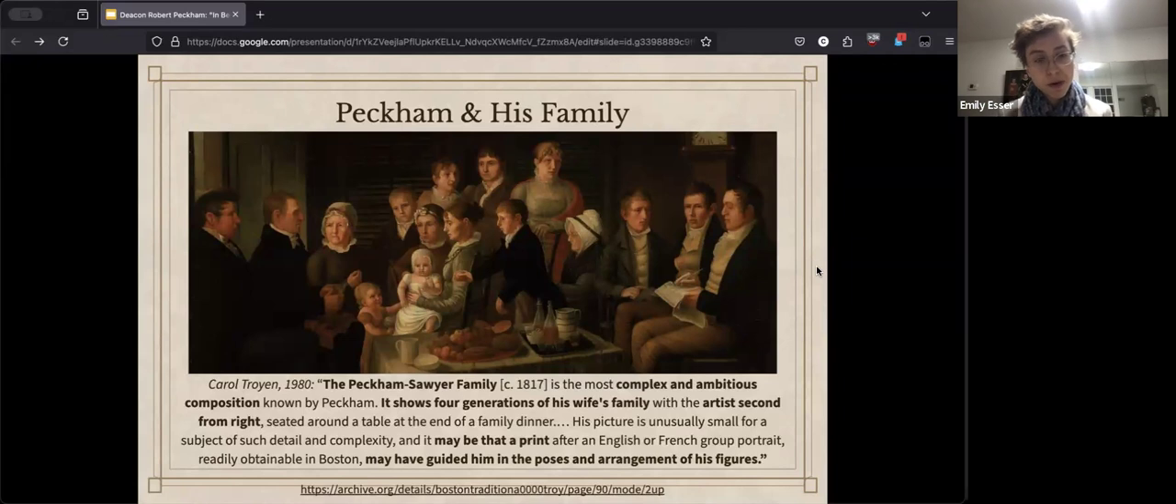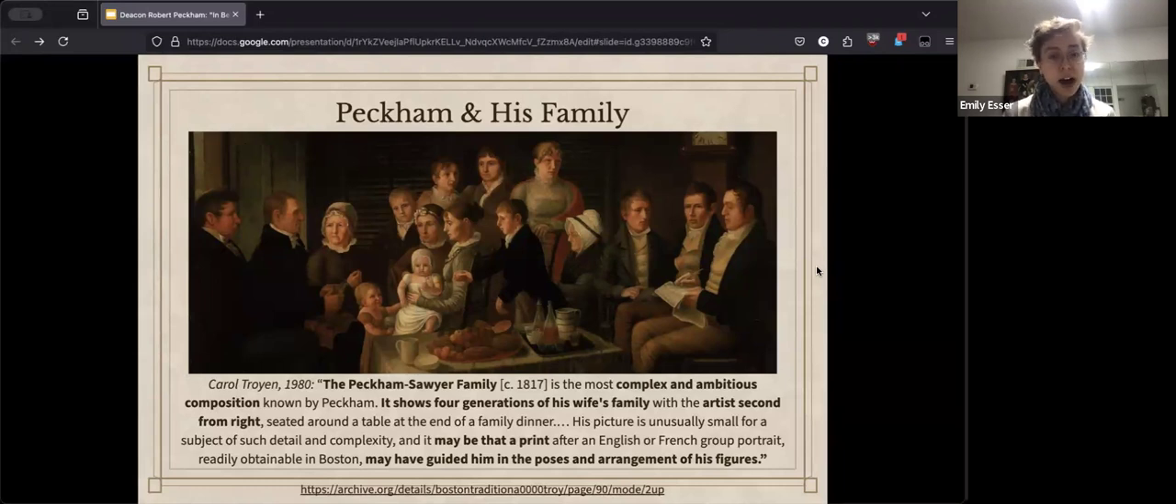As Carol Troyan wrote for the MFA Boston in 1980, it's a particularly complex scene. She speculates that he may have been inspired by prints of classical art in group portraits. And interestingly, there is indication that that is true. His art teacher, Ethan Allen Greenwood, sold him prints for his artistic purpose and reference and learning. So I thought that was an interesting little tidbit about this one.